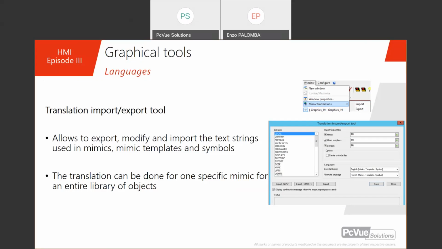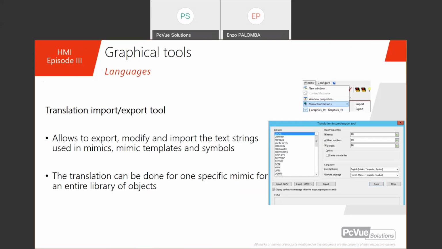This can be very convenient when you have many mimics, many objects, and it's obviously much more convenient to do the translation from a file than from the mimic itself or the object itself. So you can save time. It's also important to mention that the translation can also be done for a specific mimic. So from a specific mimic, you can translate only the objects or text of objects of this mimic.